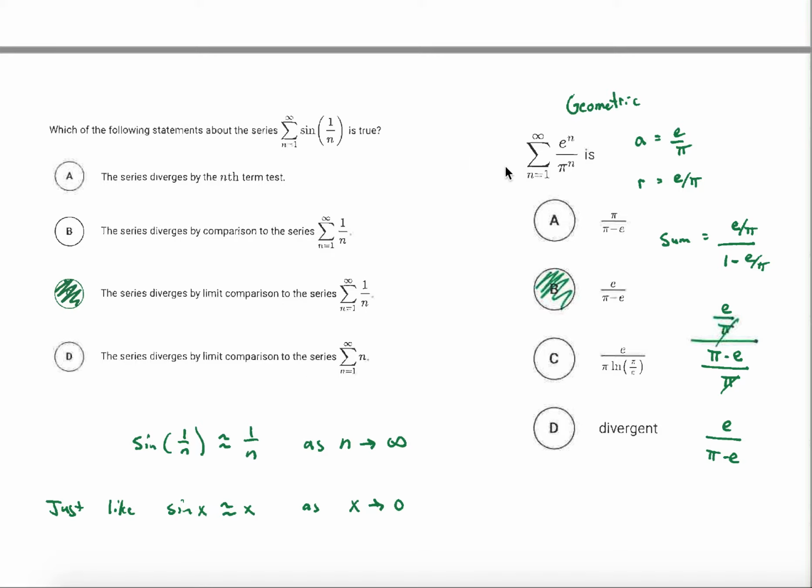This is some geometric series. It's just like e over pi to the n. Be careful that there's an n equals to 1. So a is actually e over pi and r is e over pi. And so we'll do some algebra here and get the right answer.